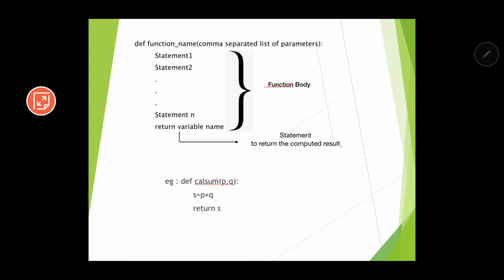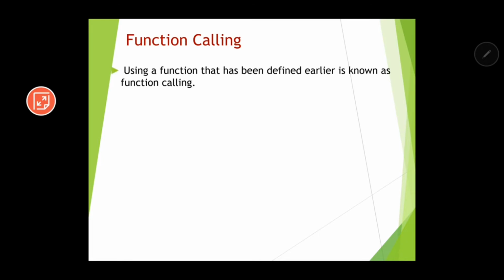What is the second part? The first was the function definition with its body, and the next part is the function calling. After we define a function, for it to be used properly, we should call the function. Using a function that has been defined earlier is known as function calling. Recently we discussed the function calsum. For using the function calsum, we need to call it. What is the syntax for it? We'll write the function name and then the arguments need to be written. If the function definition contains arguments, then in the function calling also there will be some arguments.